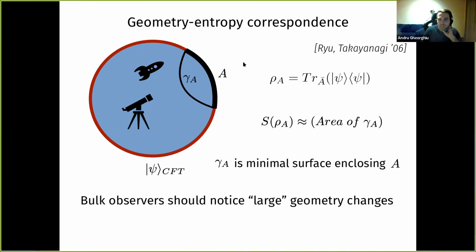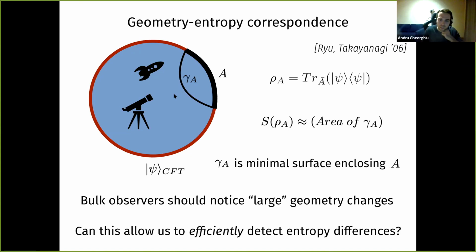And so the idea now is that we've seen that estimating entropy seems to be a hard task. But on the other hand, if you're some sort of observer in the bulk and the entropy of this boundary state is related to some sort of geometry of the bulk, then you would think that bulk observers would be able to distinguish between different geometries in the bulk, between, say, having high curvature and low curvature, for instance. And so then the question is, could this somehow allow us to efficiently estimate the entropy of states?